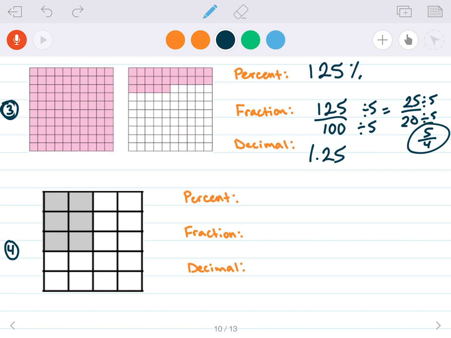Now, notice that we can't straight off the bat write a percent because we don't have 100 squares. Remember, percent means per 100. So what we should do first is write this as a fraction since we don't have 100 squares. So as a fraction, how many are shaded? We have 1, 2, 3, 4, 5, 6 shaded out of how many in total?